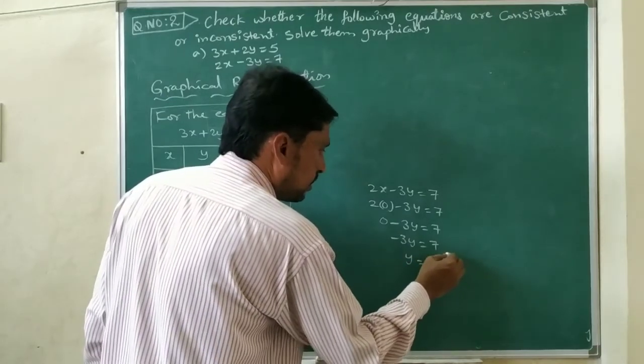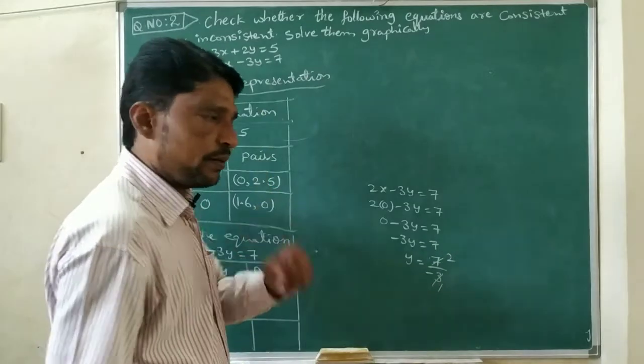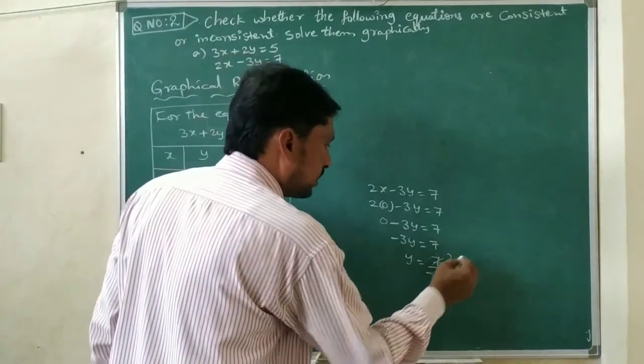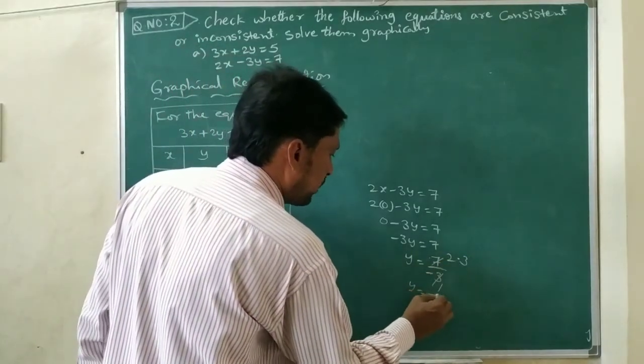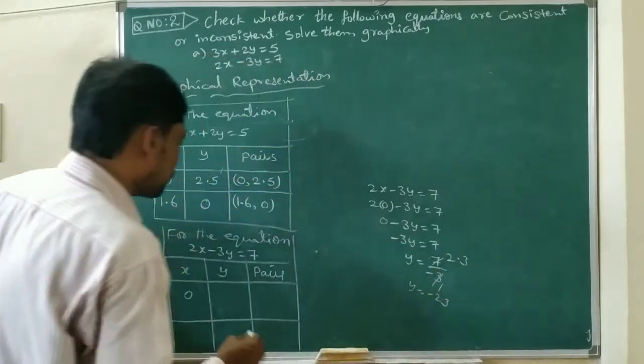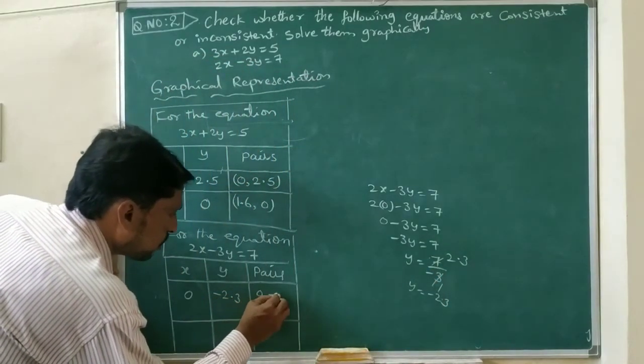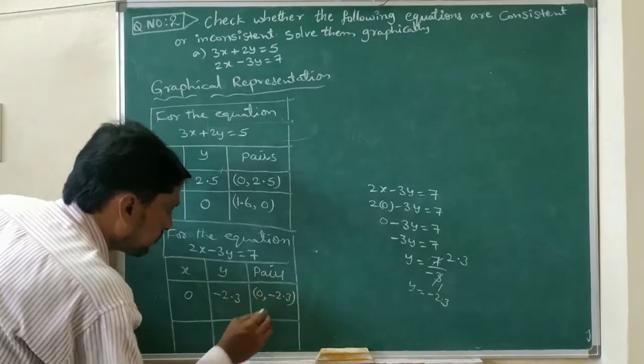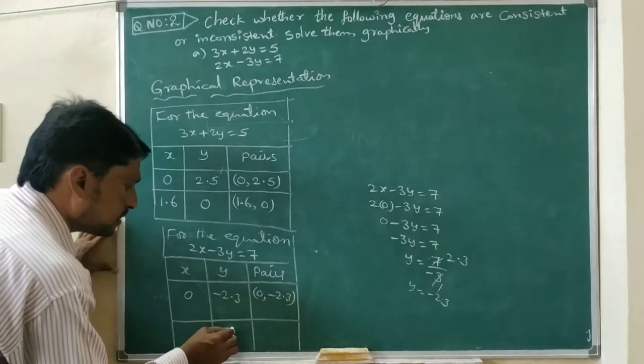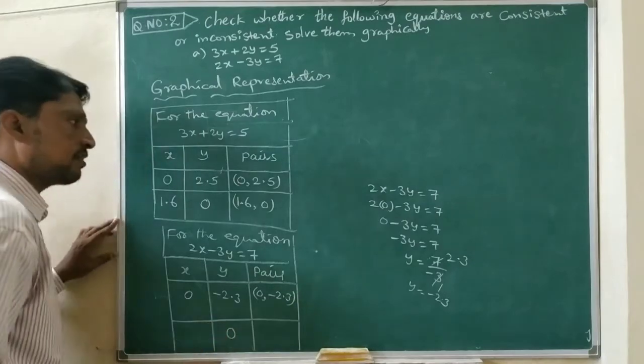3 1s are 3, 3 2s are 6, 1 remained, point 3 3s are 9. So y equal to minus 2.3 we are getting. So that pair becomes 0 comma minus 2.3. Next, now we can take y value as 0.